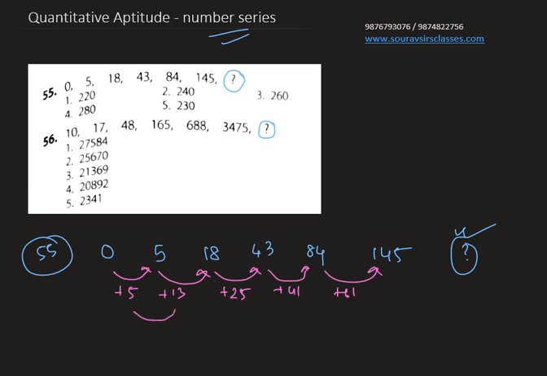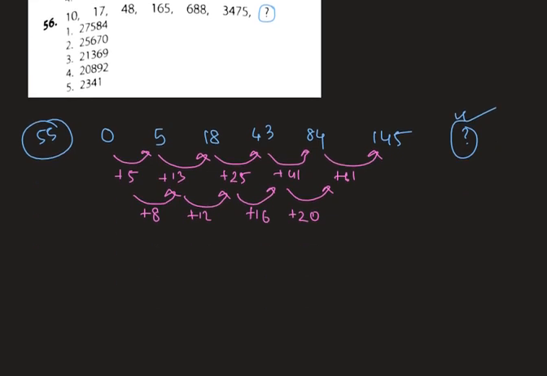Now in the next series, it is 5, 13, 25, 41 and 61. If we add 8 with 5 we get 13. If we add 12 with 13 we get 25. If we add 16 with 25 we get 41. If we add 20 with 41 we get 61.